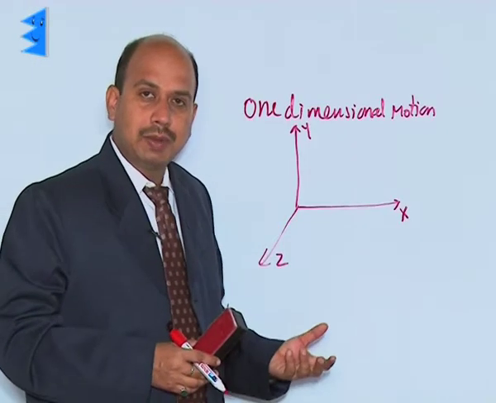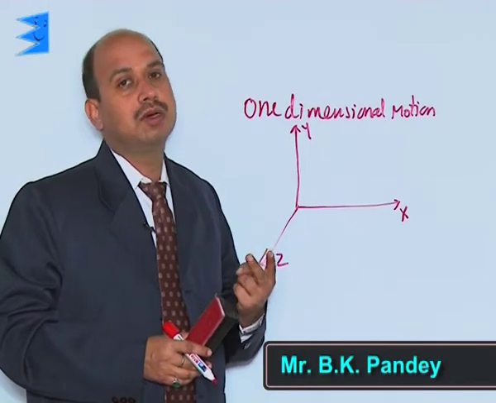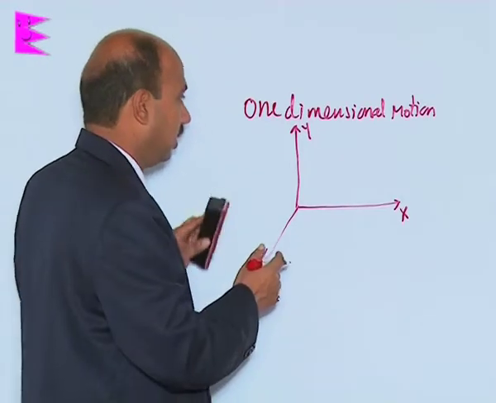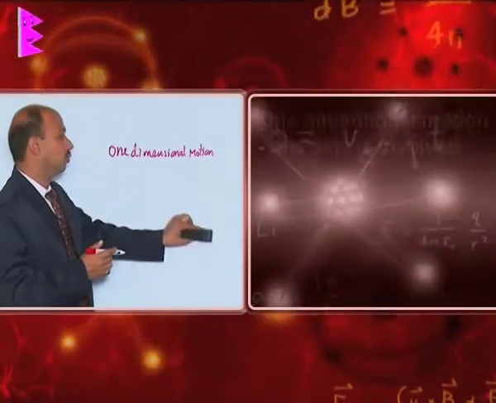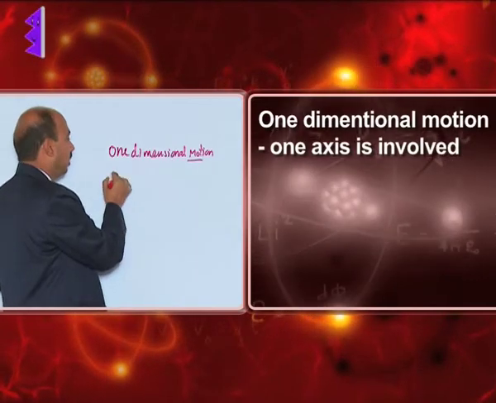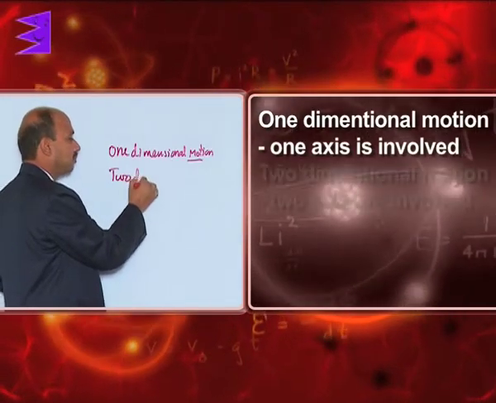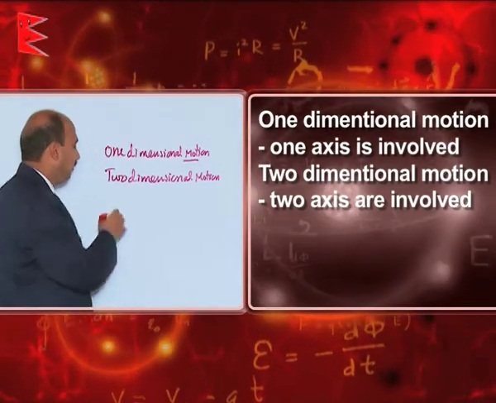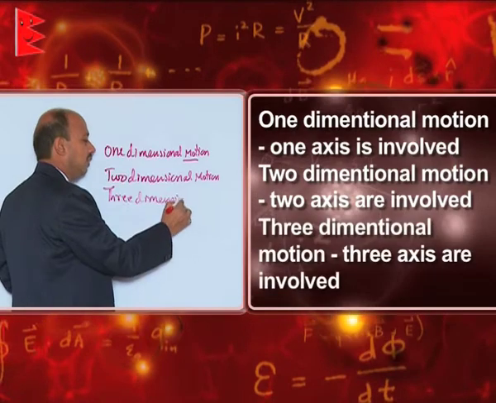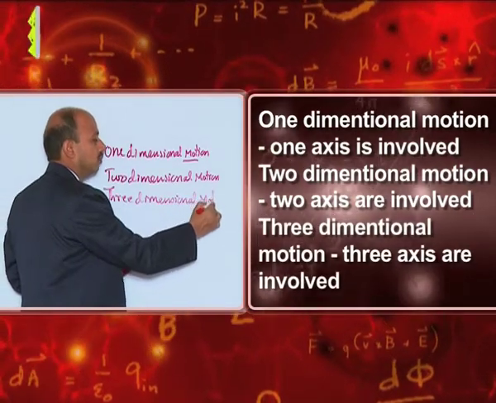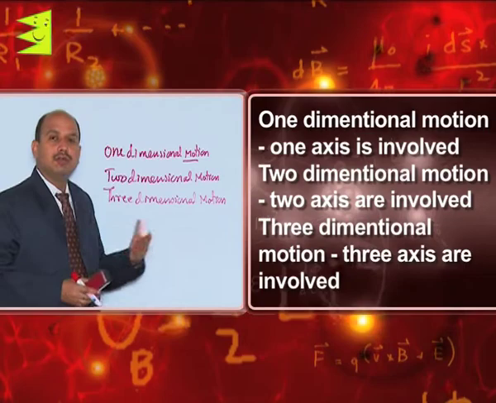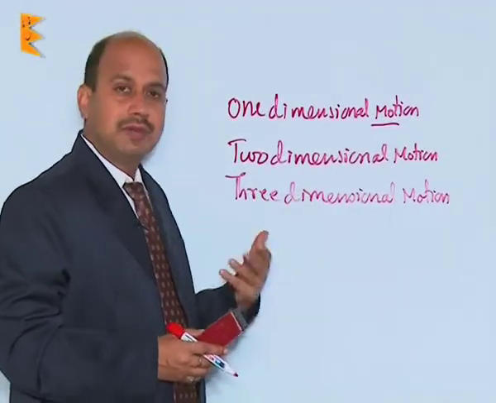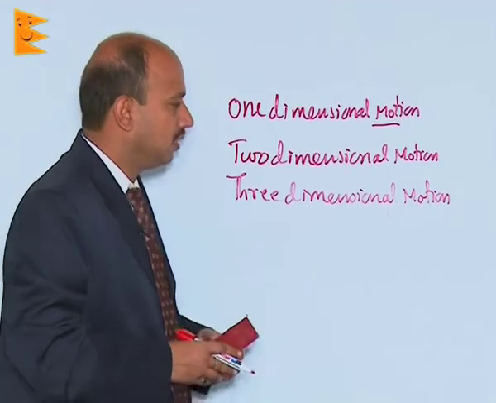So, when the motion is in a plane or the two coordinates of the frame of reference are involved, we say motion is two dimensional. So, just like motion in one dimension has only one axis, in two dimensional motion, how many axes? Two axes are involved. In three dimensional motion, three axes are involved, x, y and z. So, this you have to study with the frame of reference, very simple to understand all these things.